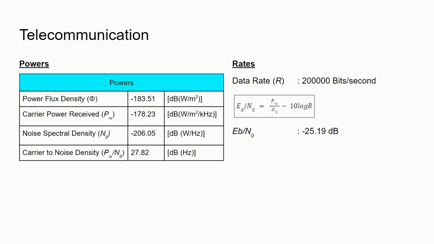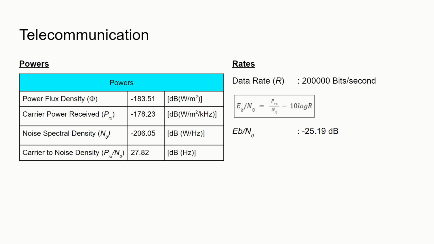Next. For the powers, we have a power flux density of minus 183.51 decibels with a carrier power received of minus 178.23 decibels. With a noise spectral density of minus 206 and a carrier to noise density of 27.82, we can calculate from the data rate of 200,000 bits per second that the Eb/No has a value of minus 25.19 decibels.